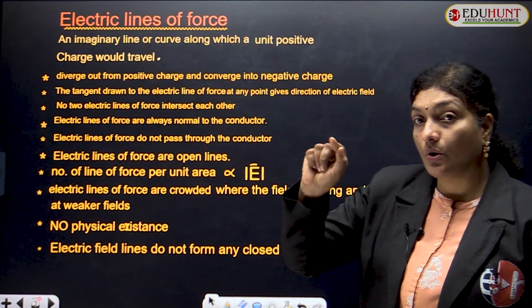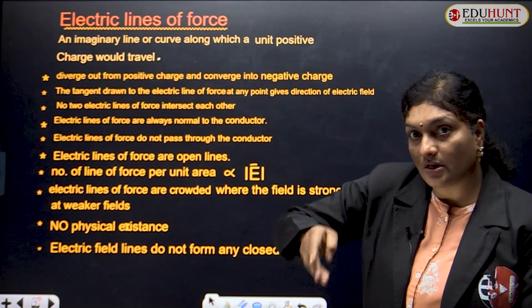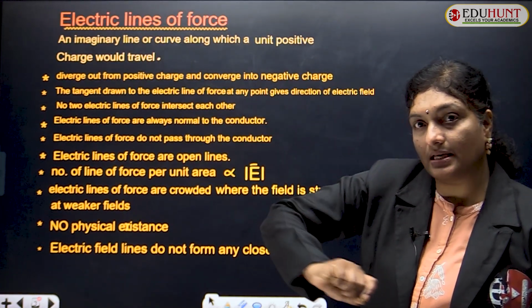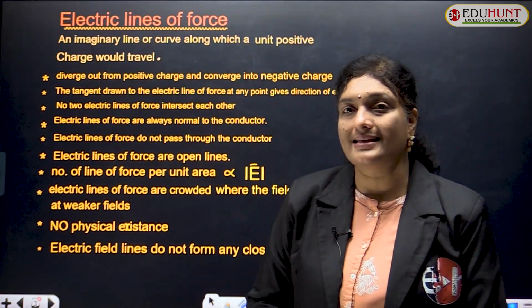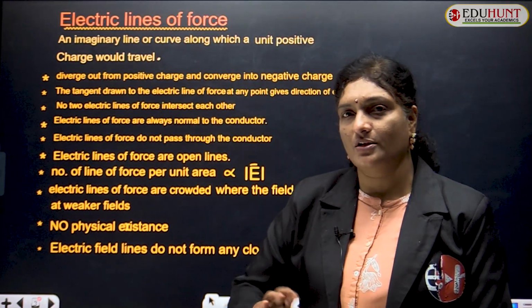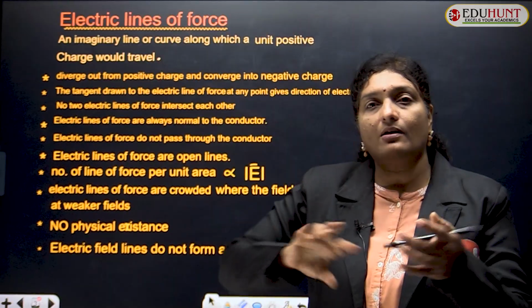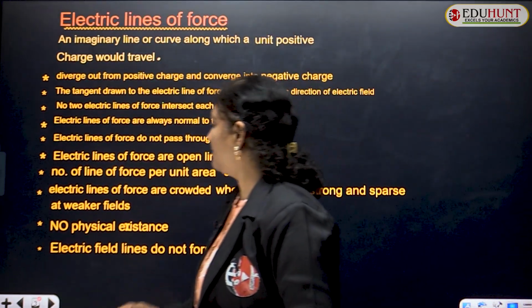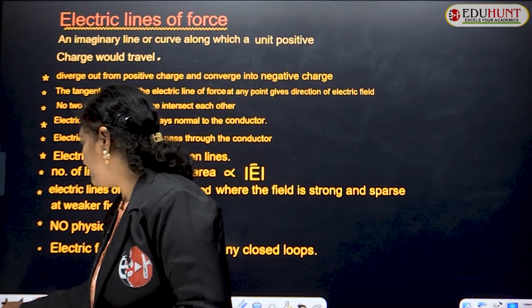Okay. So, the direction of this unit positive charge is drawn or imagined in the form of lines called electric lines of force or electric lines of curves, because it may be in a straight line pattern or it may be a curved pattern. So, let us picturize this before going to the properties of these electric lines of forces.